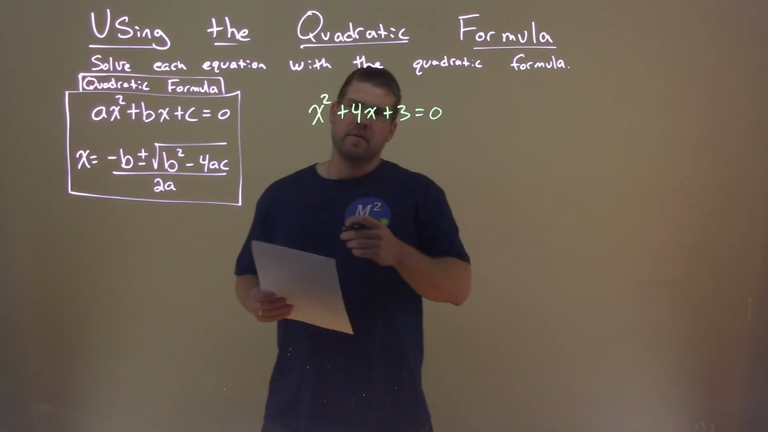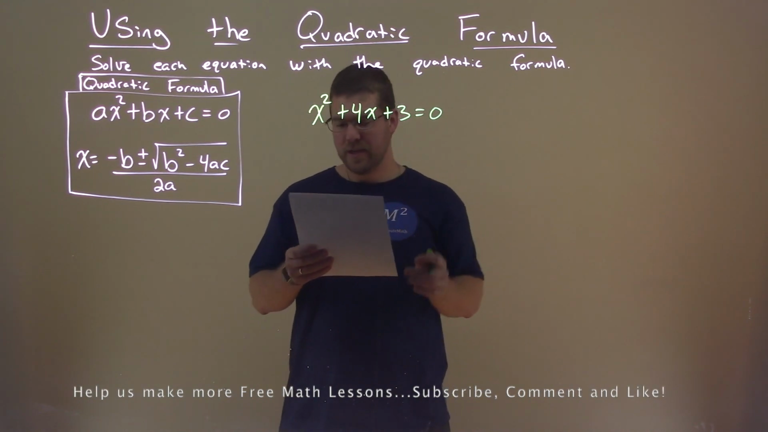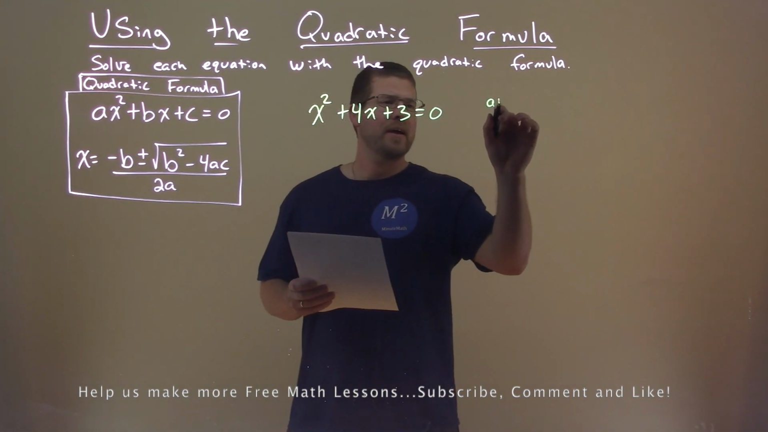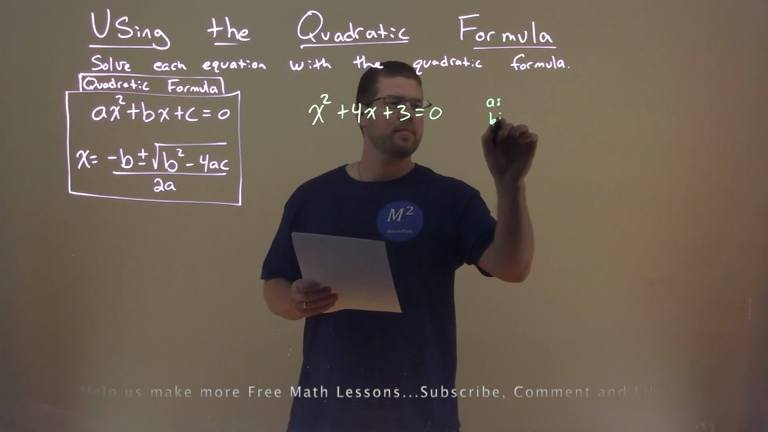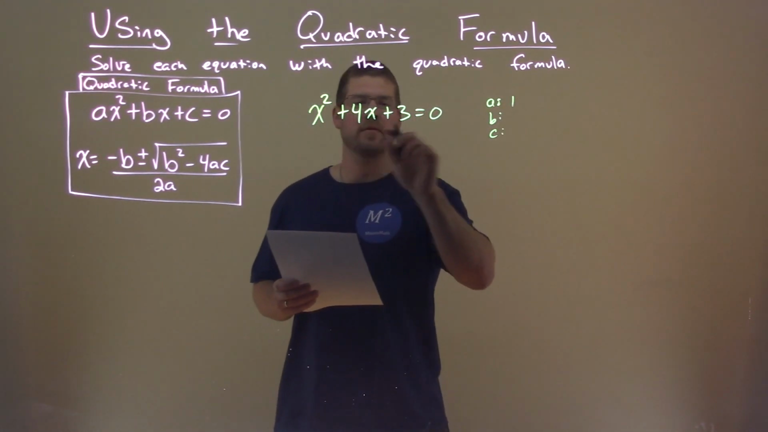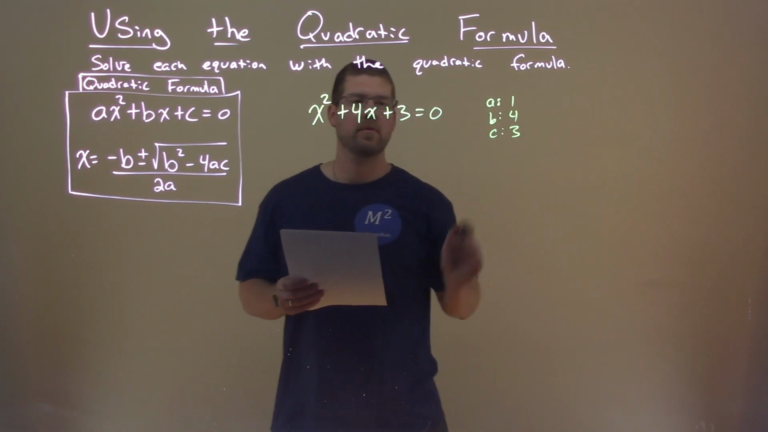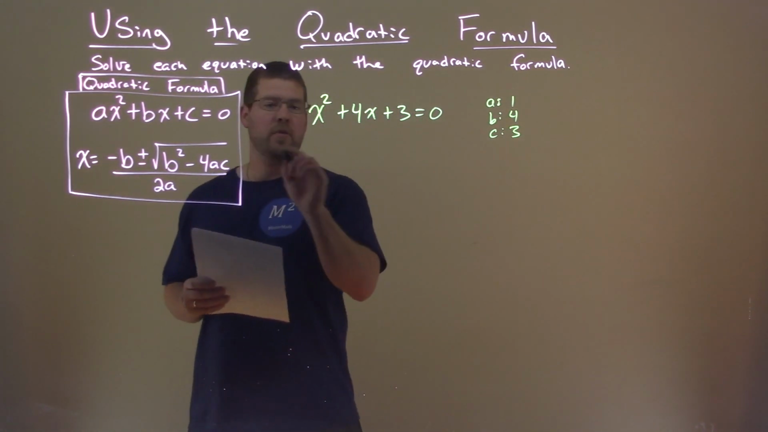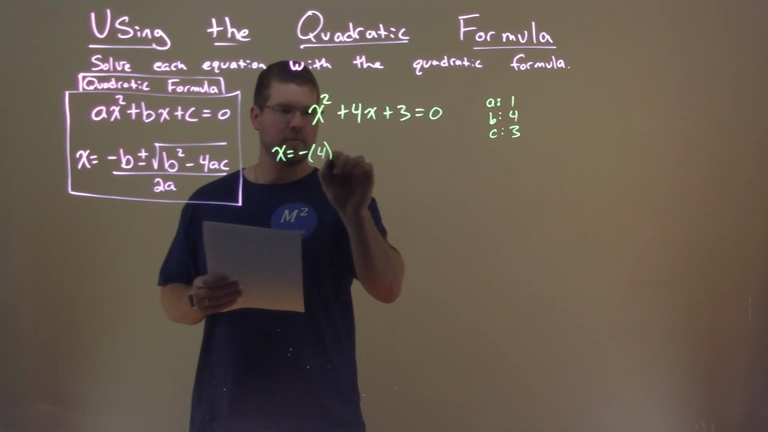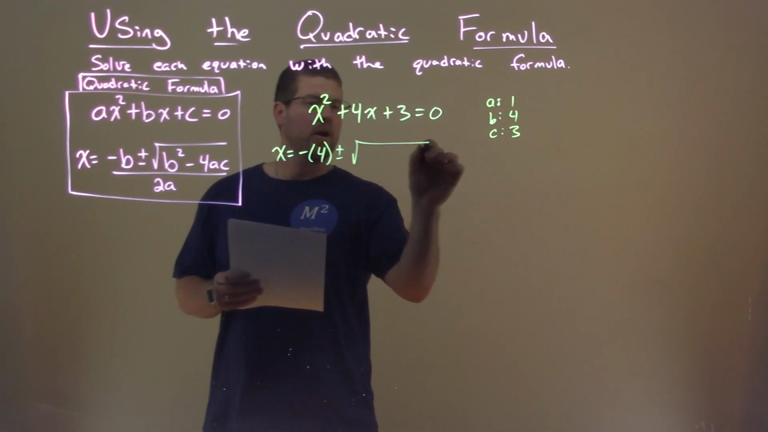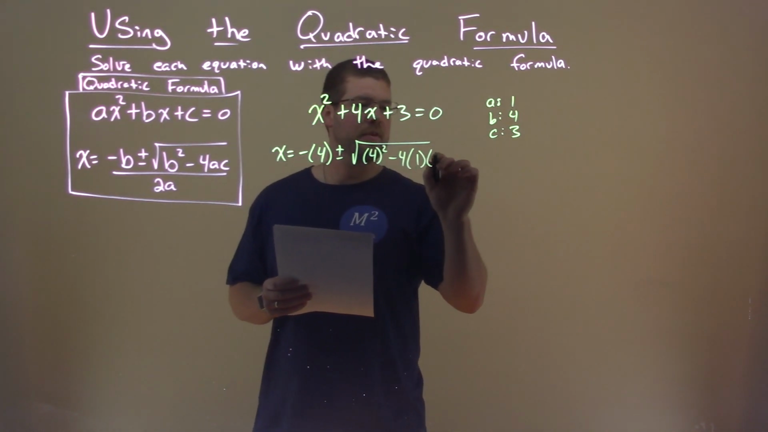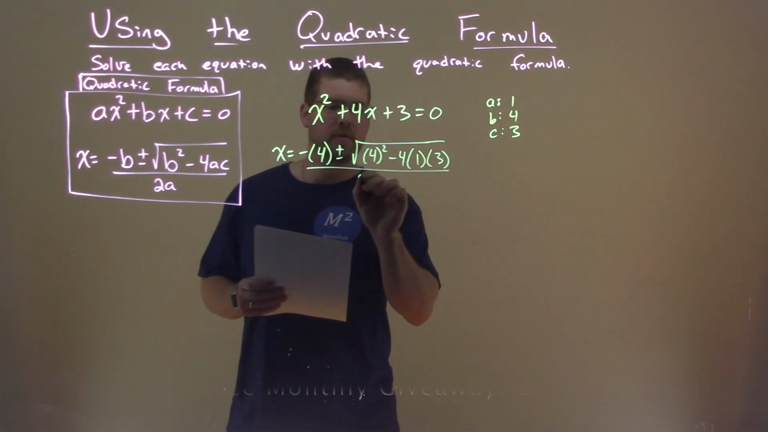We're given this problem right here. X squared plus 4x plus 3 equals 0, and we want to solve using the quadratic formula. Let's go find my a, my b value, and my c value. Those are the coefficients here. A is 1, b is 4, and c is 3. So now we're going to use our quadratic formula and plug in our values. Negative b being 4, plus or minus the square root of, well, 4 squared, b squared, minus 4 times a, which is 1, times c, which is 3, all over 2 times 1.